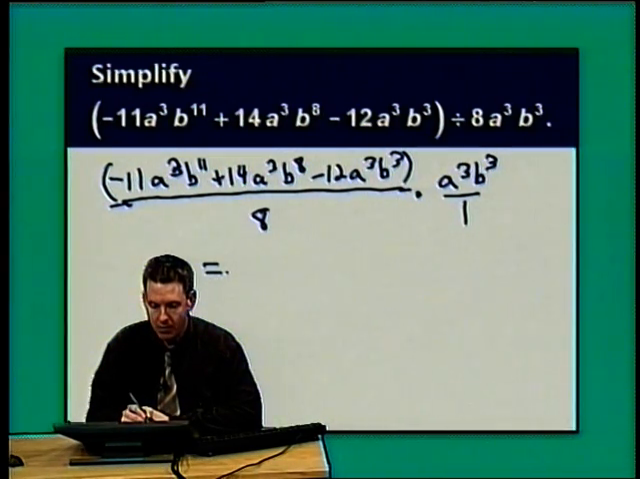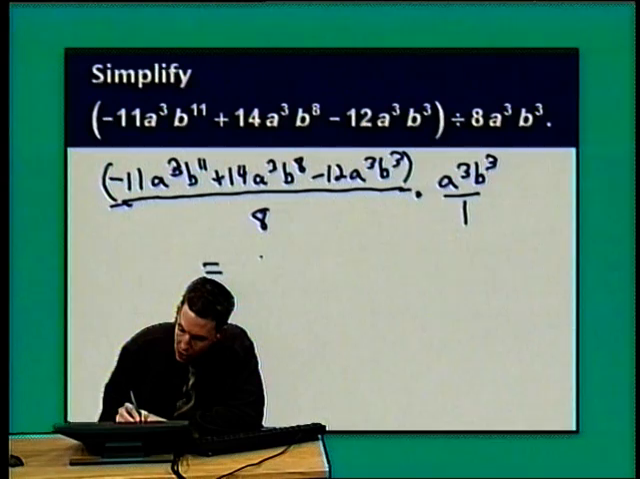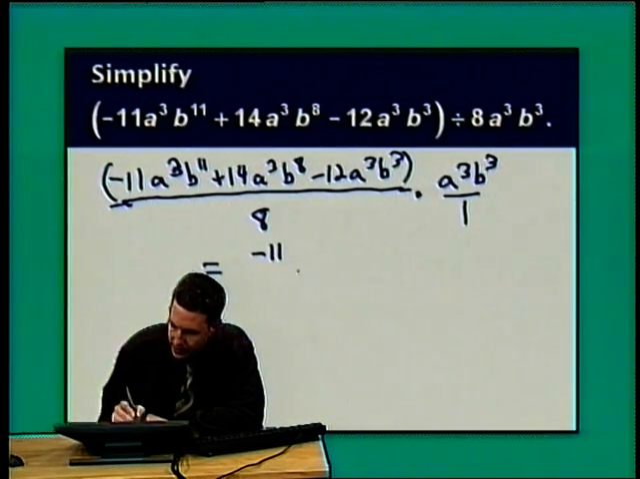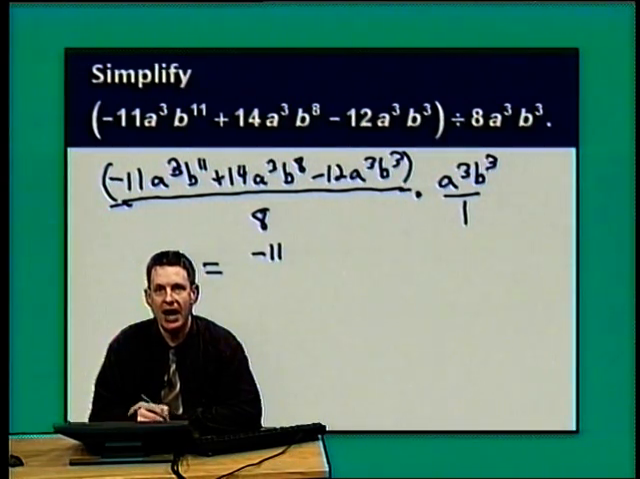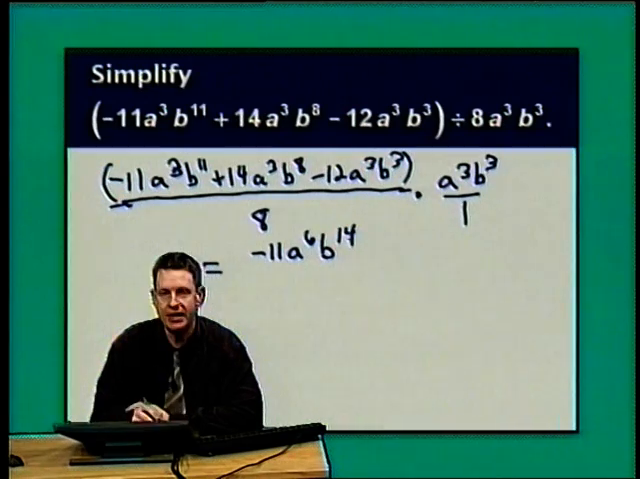When I distribute minus 11a cubed b to the 11th with a cubed times b cubed, I'm going to get a coefficient of minus 11. I'm going to get a cubed times a cubed, which is a to the 6th, and I'm going to get b to the 11th times b cubed, which is b to the 14th.